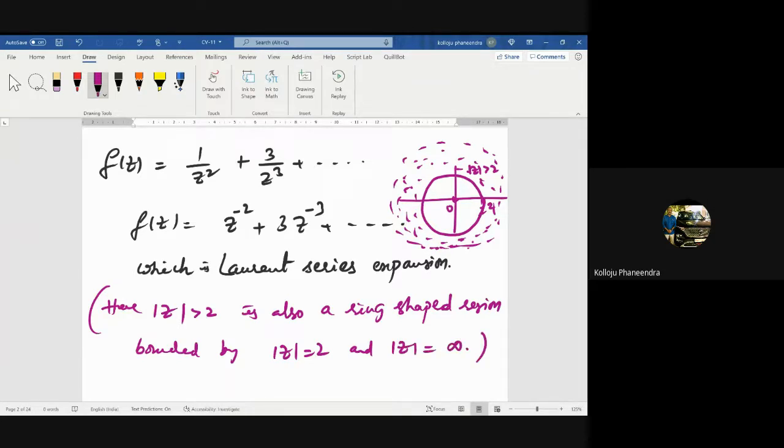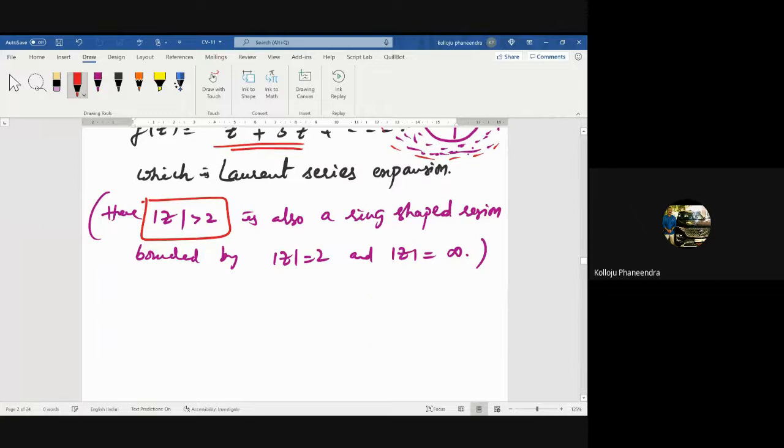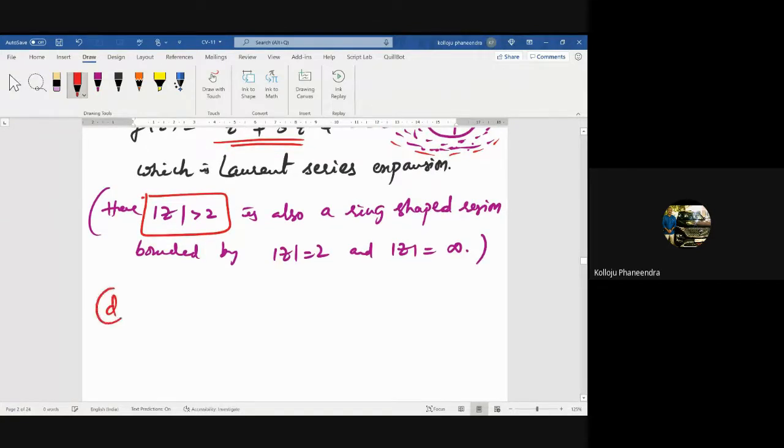When mod z greater than 2, only the greater than symbol is given, then definitely you will get negative powers only. Got it? It is a ring shaped region bounded by mod z equal to 2, and another circle is at infinity level. Any doubts?